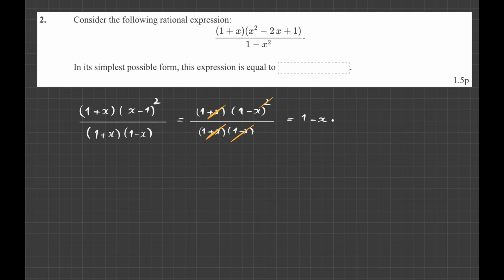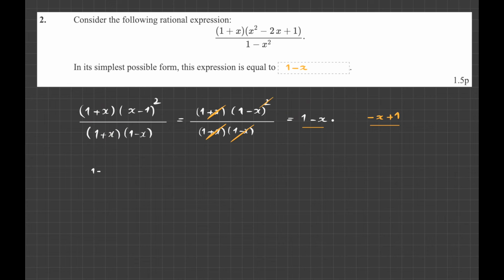If you are not comfortable with this method, the answer that you have to provide in this box is 1 minus x. Of course, you can see that this is also minus x plus 1. There is no difference between 1 minus x and minus x plus 1. Both of them are correct. If you're not happy with this method, you can do it like this.